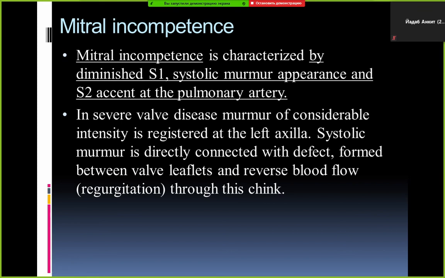Auscultation picture of mitral incompetence. Mitral incompetence is characterized by diminished S1, systolic murmur appearance, and accentuation of S2 at the pulmonary artery. In severe valve disease, a murmur of considerable intensity is registered at the left axilla. Systolic murmur is directly connected with the defect formed between valve leaflets and reverse blood flow regurgitation through this chink.